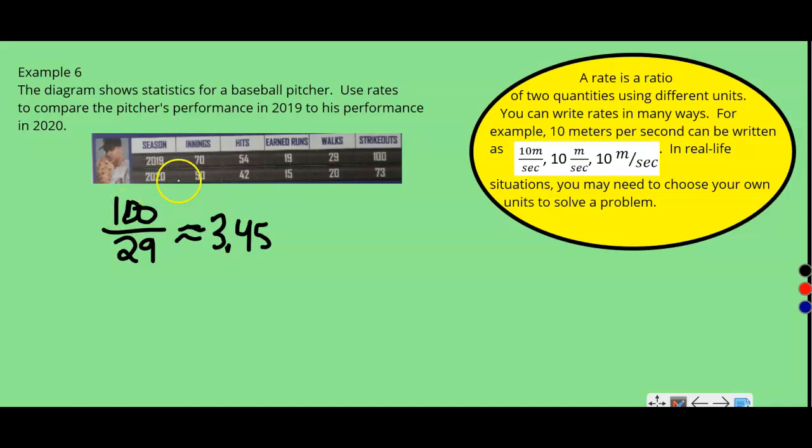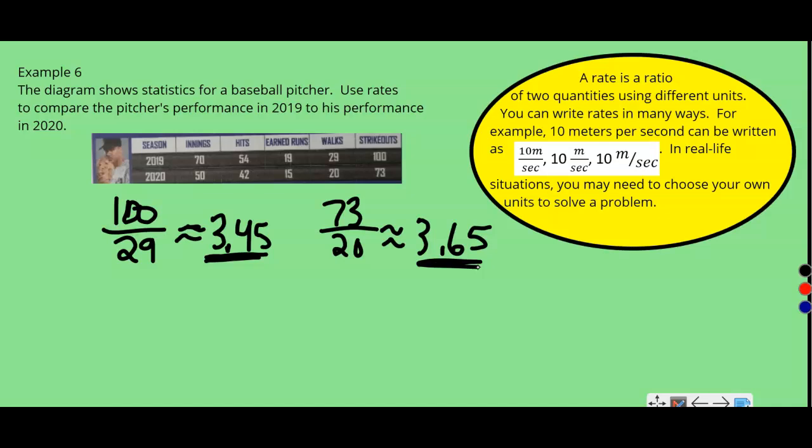Let's do the same thing for 2020 because we're trying to compare. So to compare, we have to look at strikeouts and walks for 2020 as well. So we're going to do 73 strikeouts over 20 walks. And that's going to be approximately 3.65. That's actually exactly 3.65. So looking at this, we can compare these. We can see that the pitcher has fewer strikeouts per walk in 2019, because this number is less than this number.